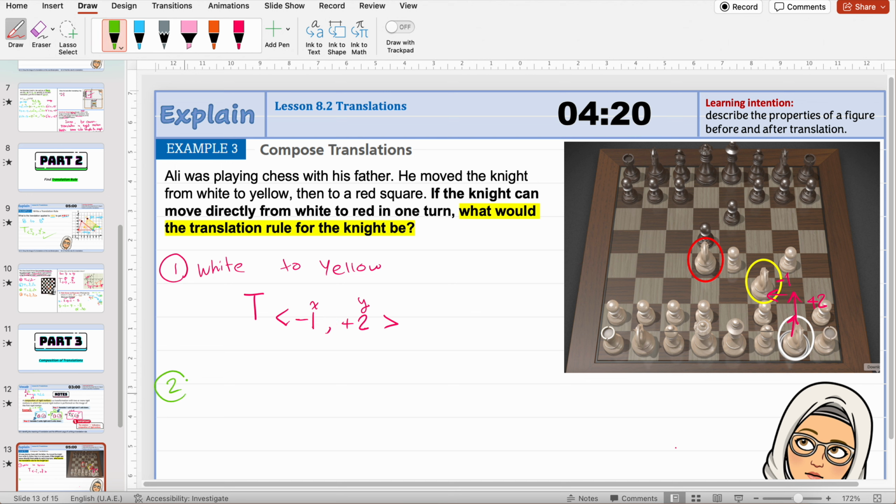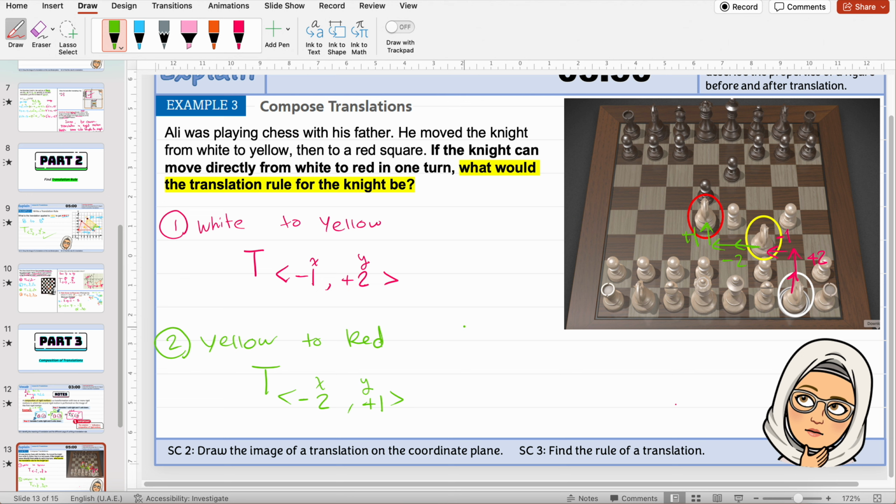But what about the second translation? From yellow to red. Let's do it. I moved 1, 2 to the left, 1 up. So let's write it down. This is X, this is Y. So again, 2 left, so 2 on the X, left, 1 up on the Y. 1 positive with the Y. Okay, how to write that as a composition of translations?